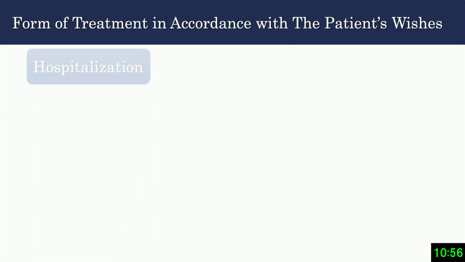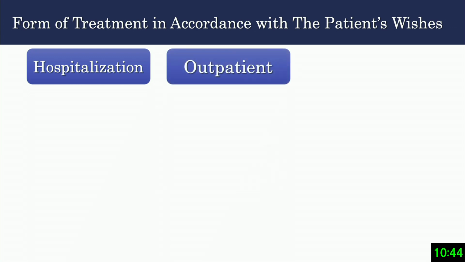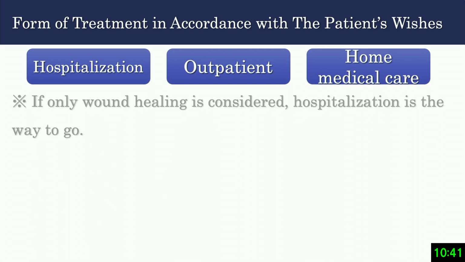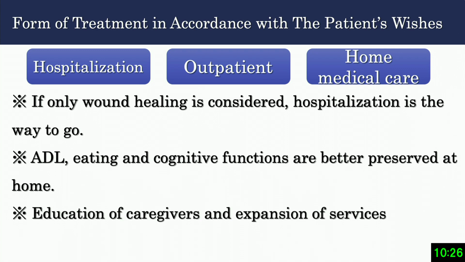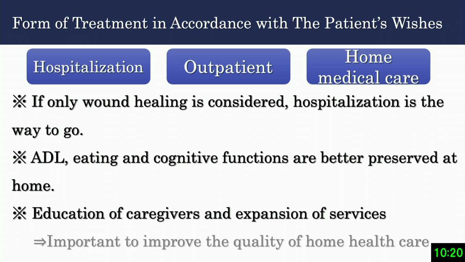So the form of the treatment is in accordance with the patient's wishes. The patient sometimes hopes for hospitalization, outpatient, or home medical care. If only wound healing is considered, hospitalization is the way to go. But ADL, eating, and cognitive function are better preserved at home. That's why the education of caregivers and the expansion of services is very important to improve the quality of home health care.